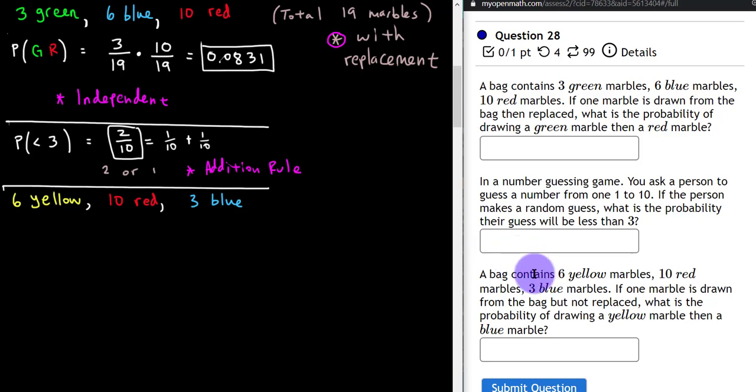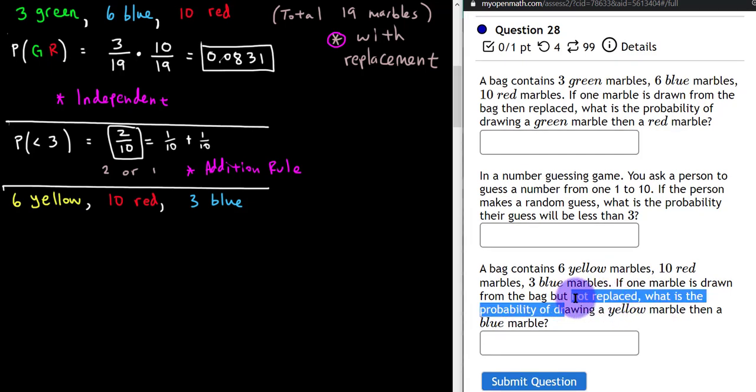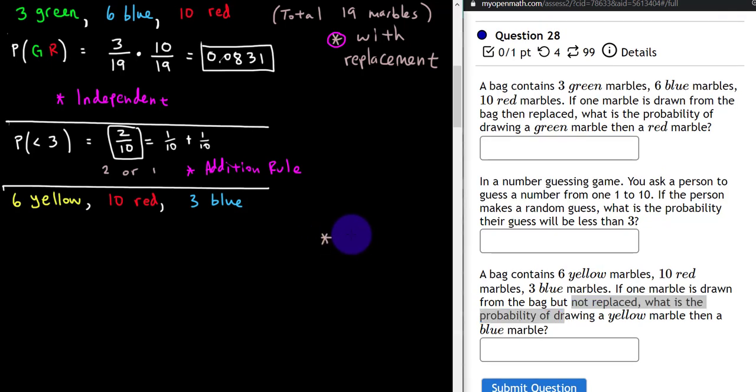Last, not least, we've got our bag again with a bag of marbles. 10 are red, 3 are blue, and 6 are yellow. But this time, the selection of the marble will not be replaced. So this is selection without replacement. And that's going to make it quite a bit different from the first one that we did. Again though, let's count up how many marbles total there are. It appears there are 19 again.